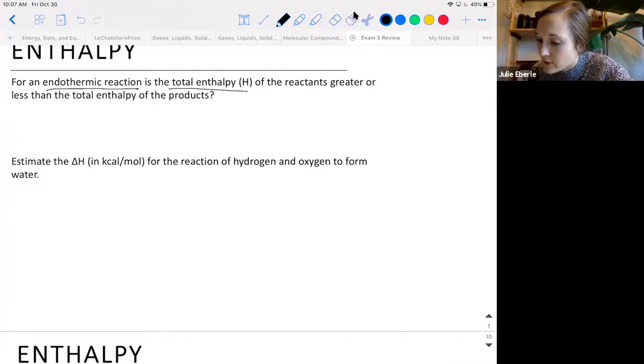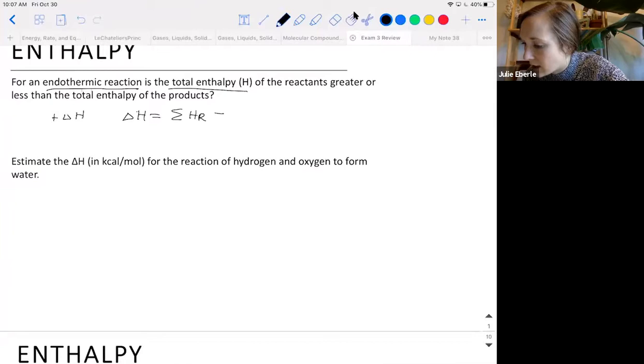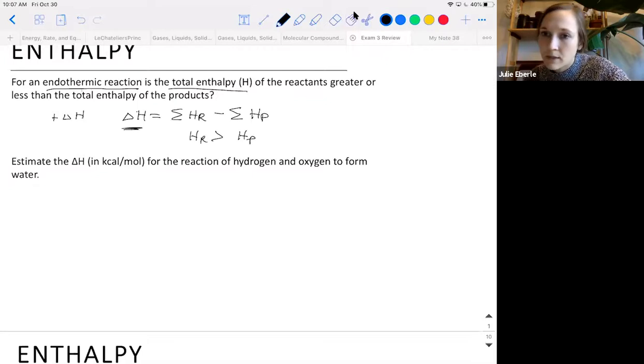So endothermic, first off, we've got a positive delta H, and we know delta H equals the sum of the enthalpy of the reactants minus the sum of the enthalpy of the products. So to get a positive number over here, you need to think, enthalpy of the reactants or enthalpy of the products, which number is bigger? Yeah, think, the enthalpy of the reactants. This has to be a larger number, okay? Enthalpy of the reactants has to be larger than enthalpy of the products to get a positive number.